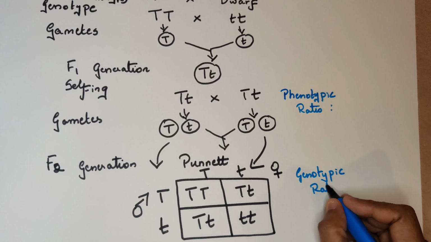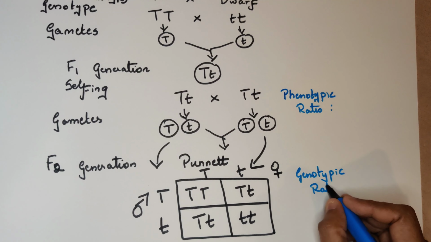How many plants are tall in this Punnett square? I want you to count this. Wherever you find capital T, so this is tall, this is tall, this is tall. So there are 3 tall plants. And how many are dwarf? There is only 1 dwarf. So this is what is called as phenotypic ratio.